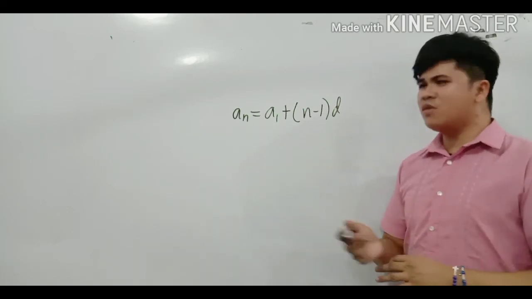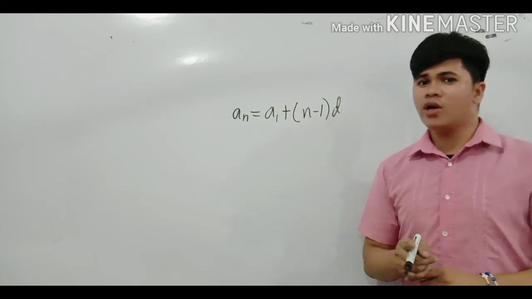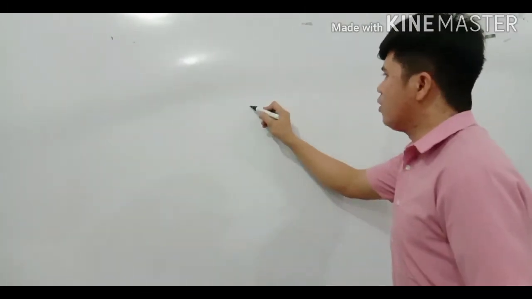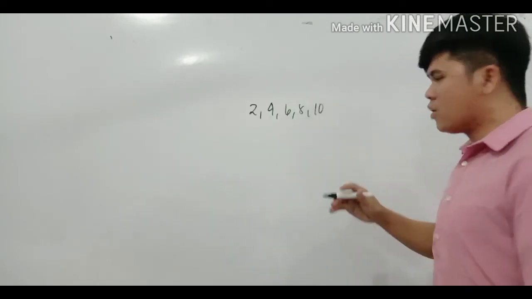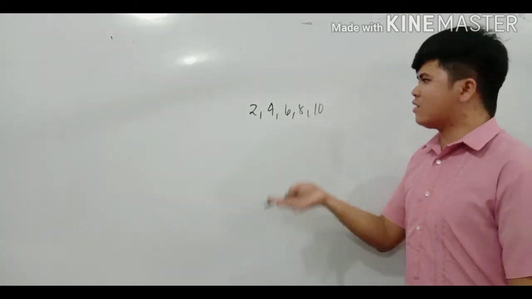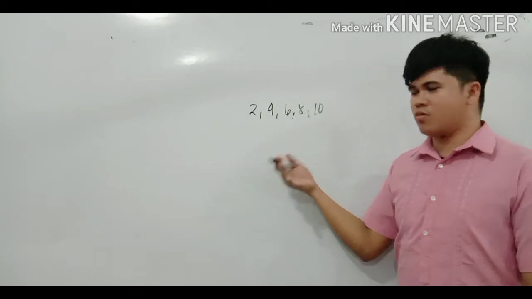Now, I'll give you an example of a sequence, then let's find out if it is arithmetic or not. Let's start with this given example. Let's say we have 2, 4, 6, 8, 10. Let's try to study this given example and see whether this is arithmetic or not arithmetic.